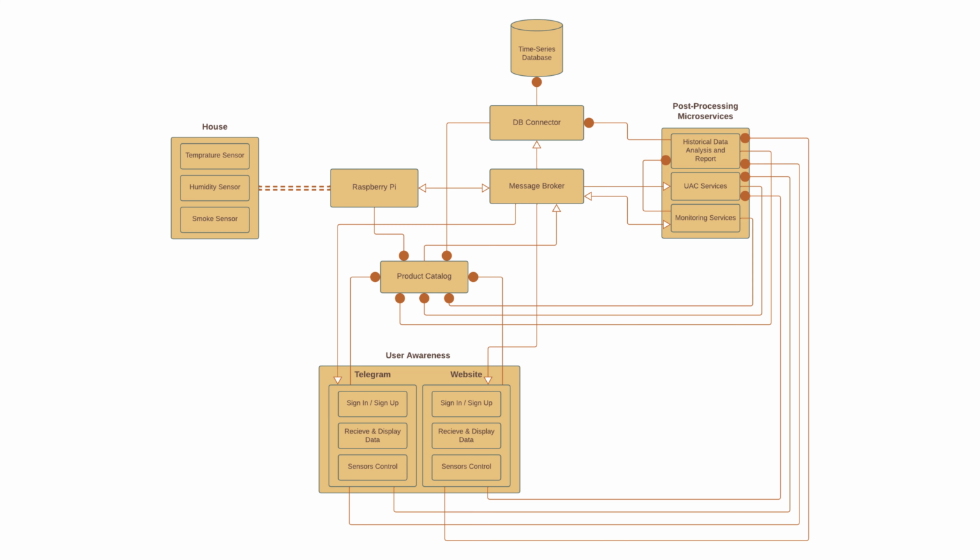We have 11 components, mostly developed with the Python programming language: house sensors (smoke, temperature, humidity); Raspberry Pi; message broker; DB connector; time series database; user accounts and controlling access services; the monitoring services; product catalog; the historical data analysis and report; Telegram bot; website.